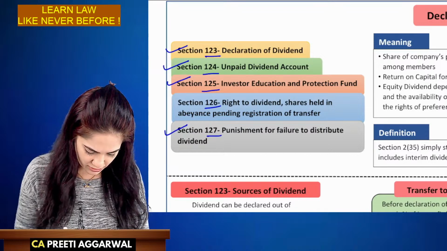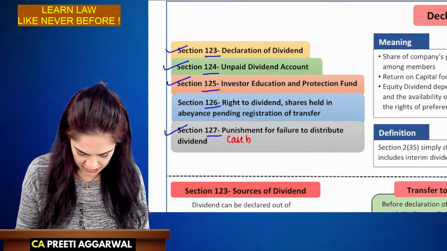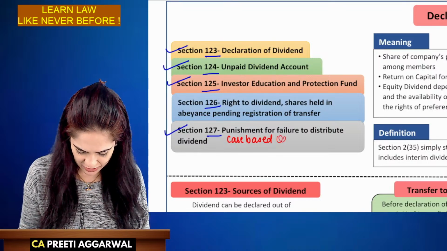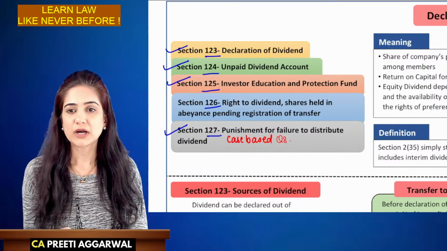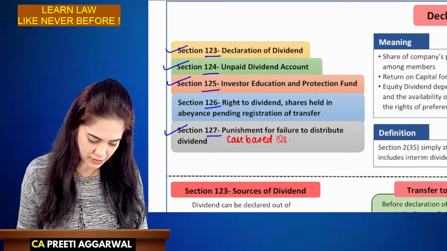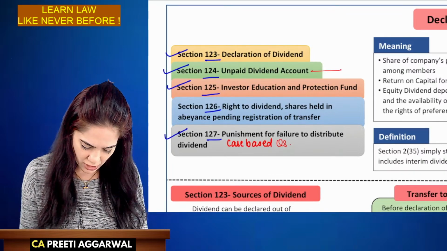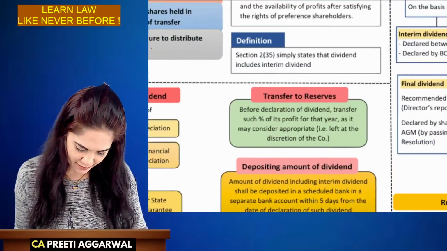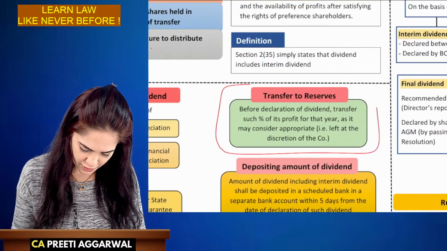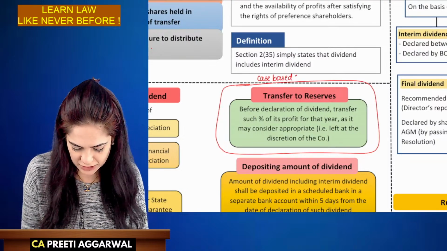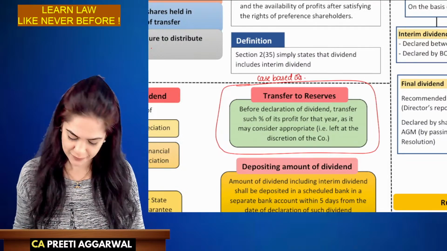Right. So, most important for case based question is section 127. Okay, most important for case based question, section 127. Also important, 124 unpaid dividend account. If you ask me what is important for exam, transfer to reserve is important for case based question. Is it compulsory to transfer to the reserve? Answer is no.